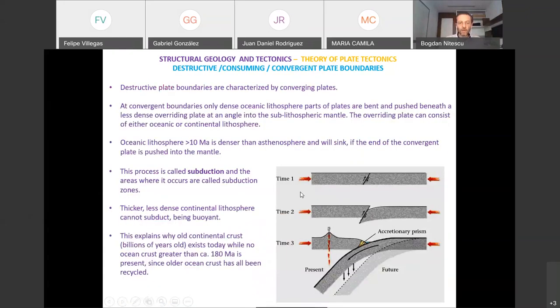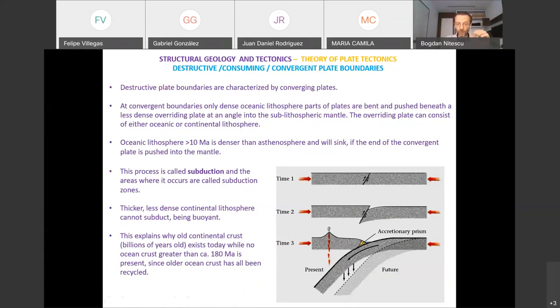Now, let's go to the opposite, what we call destructive or consuming. I forgot about consuming or converging. Yeah, so you can see the parallel. Constructive was here. Divergent, convergent. Spreading, consuming. So what happens here, we have converging plates. You can look at this diagram, we have converging plates.